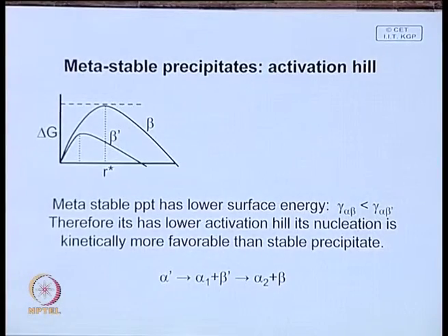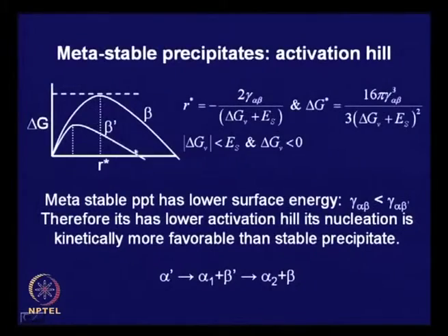Now, we derived the expression for the activation hill in the last class. In the case of the precipitation process, recall your earlier lecture: this activation hill is inversely proportional to the square of the sum of the volume free energy and the coherency strain energy.